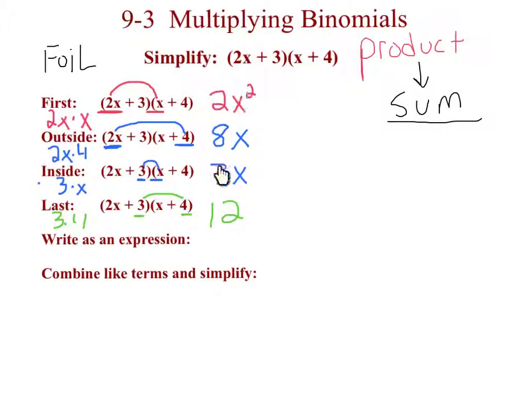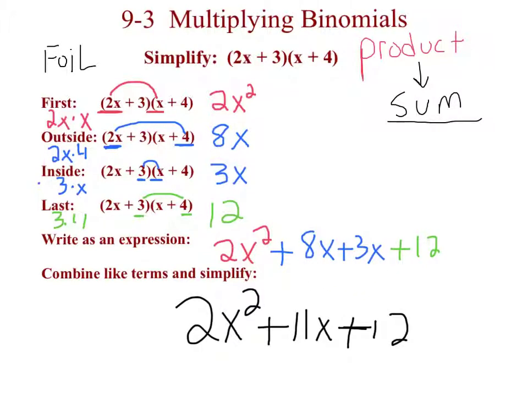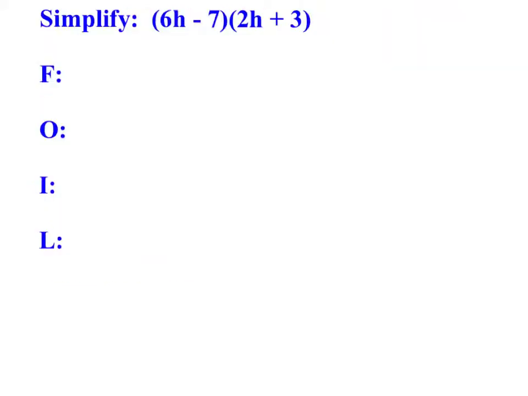My next step is to write this as an expression. So add all of these up because they are being separated by plus signs. I write them as an addition problem, so I've already done it. I took a product and I made it a sum. Last step, combine like terms. So these two middle terms, the blue terms, have to be combined together. Final answer: 2x squared plus 11x, these two together, plus 12. There's my answer.